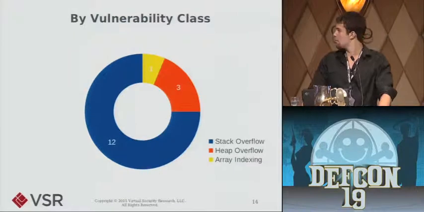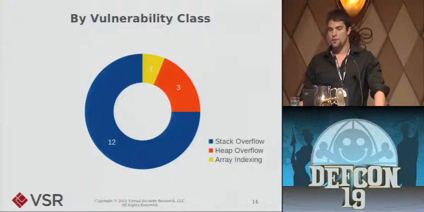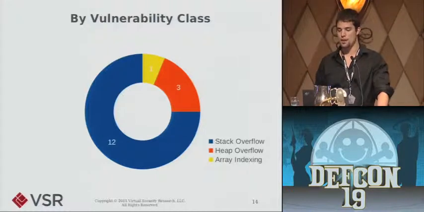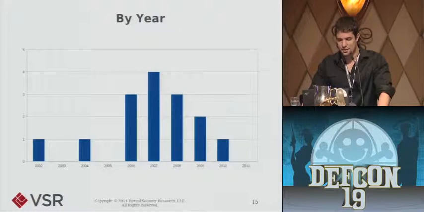And breaking these down by vulnerability class, as to what vulnerability was exploited, a full 3/4 of these, 12 of the 16, were typical stack overflows. And I think this is probably because these vulnerabilities are incredibly conducive to exploitation. They're very well understood. The steps of exploiting them are known. 3 of these vulnerabilities were heap overflows, which are frequently much more difficult. And then 1 of these, a Windows SMB issue, is actually an array indexing issue. I'm not sure there's actually enough data to draw meaningful conclusions about trends here, but 2007 was a busy year for kernel exploitation.